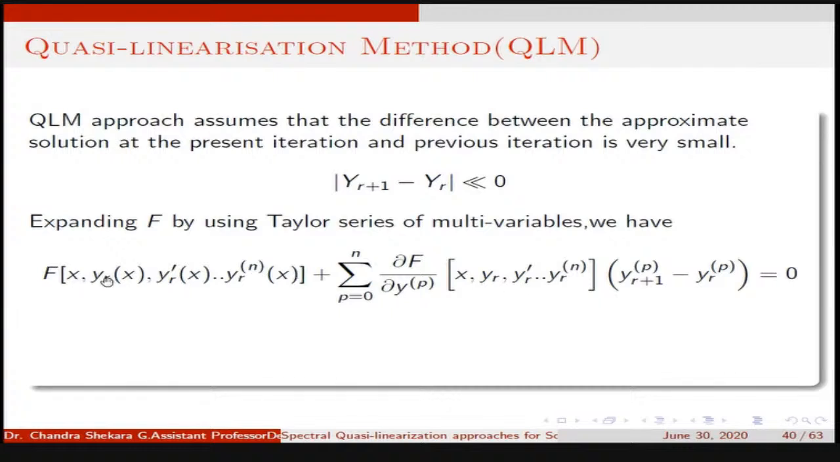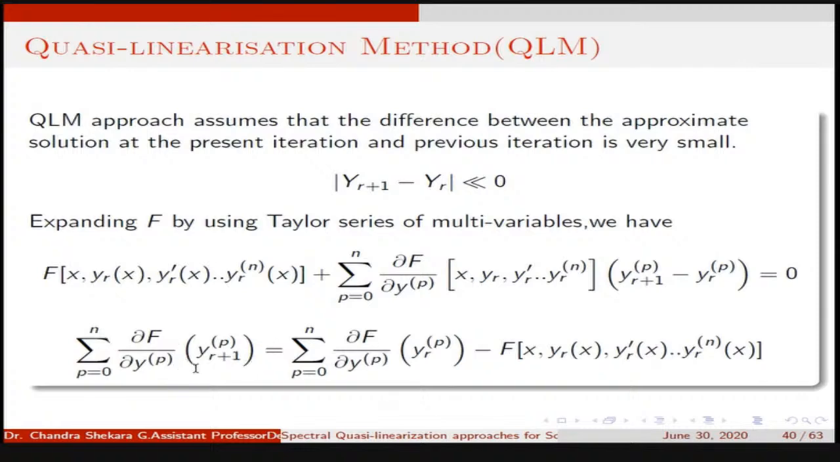The first term is the value of the nonlinear operator at y_r, so it is known. Then ∂f/∂y^(p) is the derivative of the nonlinear operator with respect to y^(p). This is also known at y_r. So the only unknown term is y_{r+1}^(p) minus y_r^(p), where p represents the derivative order. Therefore y_{r+1}^(p) is the unknown and all the other terms are known. So you keep the terms with y_{r+1} on the left-hand side and take all other terms to the right-hand side.